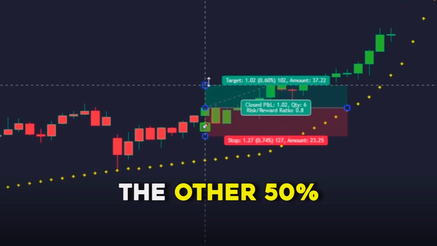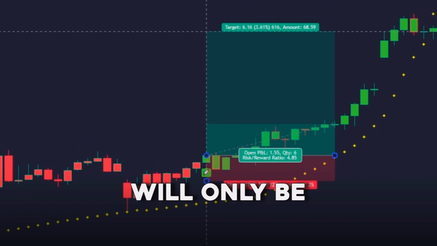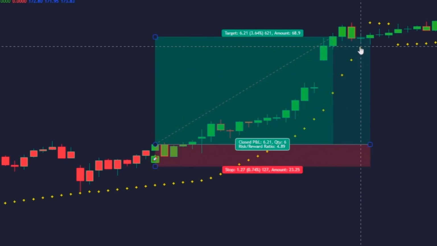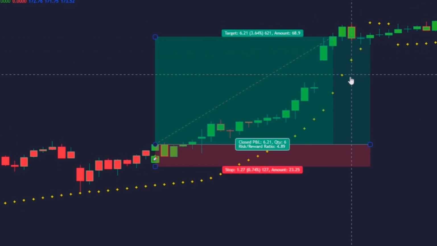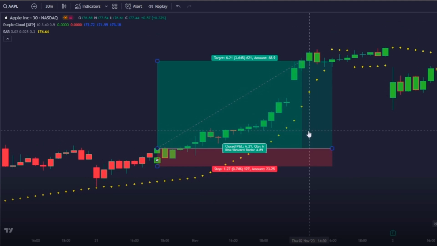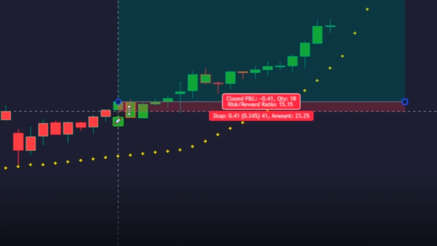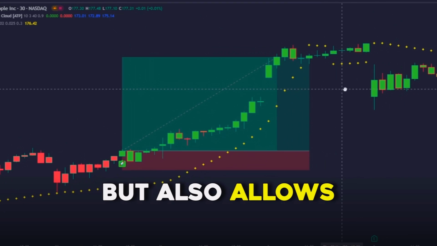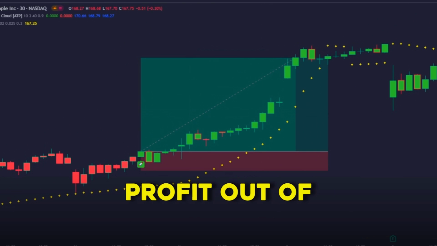Then the other 50% of the position will only be closed when the parabolic SAR indicator gives the exit signal. In this same example, it will be here, when the dots flipped from below to above the candle, corresponding to the risk to reward zone of almost 1 to 5. So, as you can see, this is a risk management strategy that not only protects our trades very soon, but also allows us to get the most profit out of a trade.